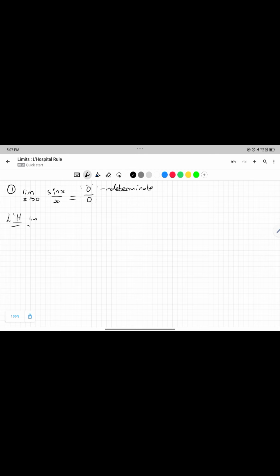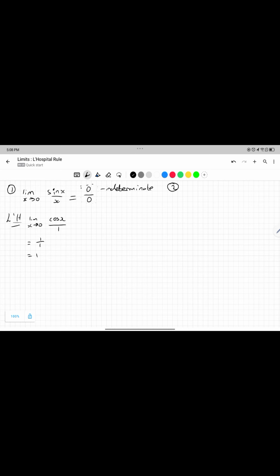So what I mean by that is L'Hopital: limit as x approaches 0. I'm gonna differentiate sine, right? And I'm gonna get cos x. And then I'm differentiating x, I'm gonna get 1. Right? And then I'm solving for the limit, cos 0 is 1 all over 1, which is equal to 1, since cos is a continuous function. That's what we get.